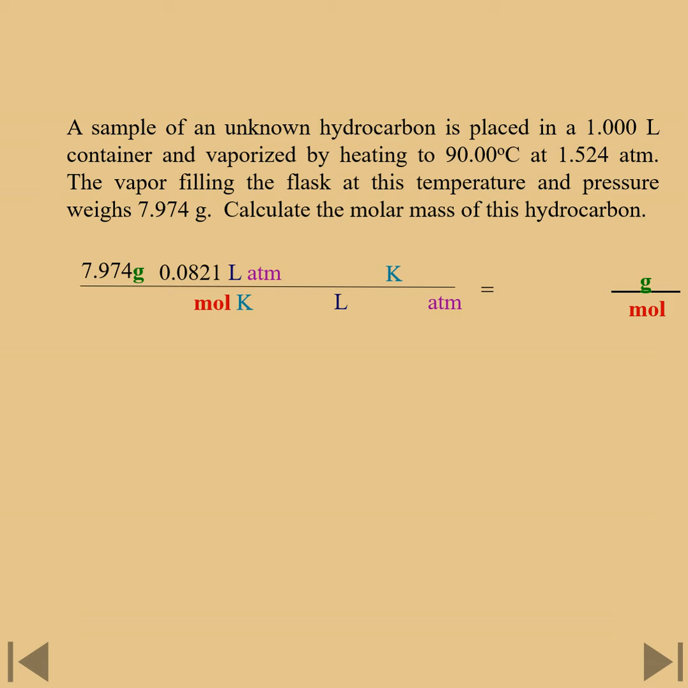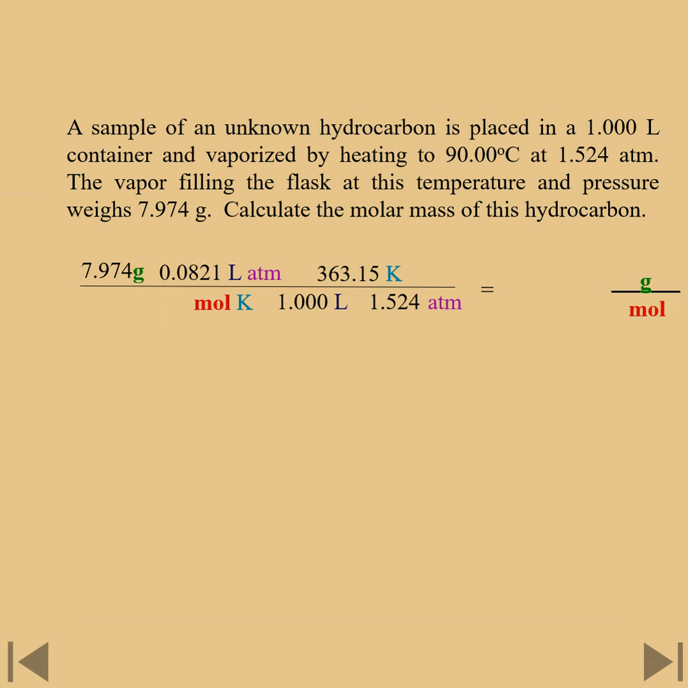And now that tells me where the other three variables go. The liters must go on the bottom so that it cancels. Same with the atmospheres. The kelvins must go on the top. Again, so that the liters, atmospheres, and kelvins cancel, leaving me with grams over moles. Let me bring out those numbers.